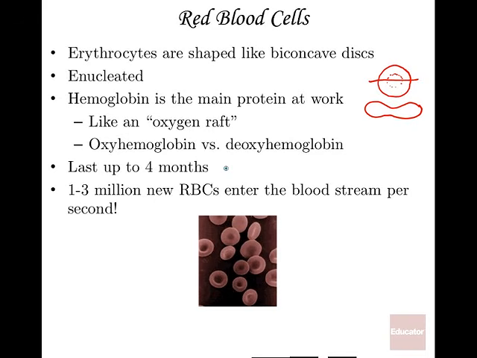Some of them last a lot less time than that because they can get damaged as they're getting shuttled through your bloodstream. They get damaged, they get ruined, and they break down. And since they don't have a nucleus or those other organelles, they're not repairing themselves. You're getting rid of at least 1 million red blood cells every second of every day, and you're also making that many. So you can get away with having these damaged red blood cells because you're making 1 to 3 million new red blood cells, and you have those entering the bloodstream every second.